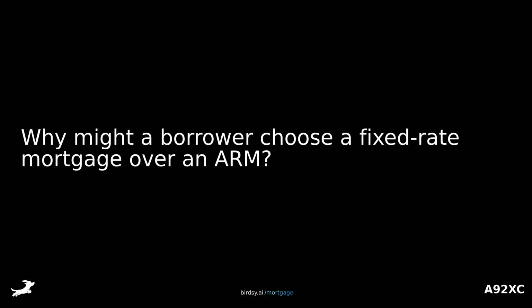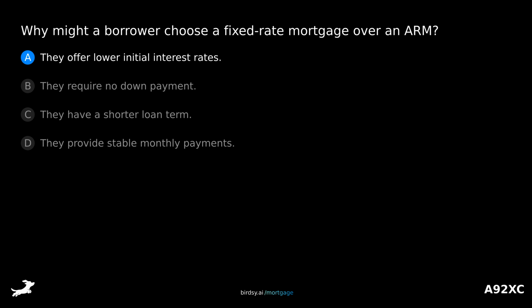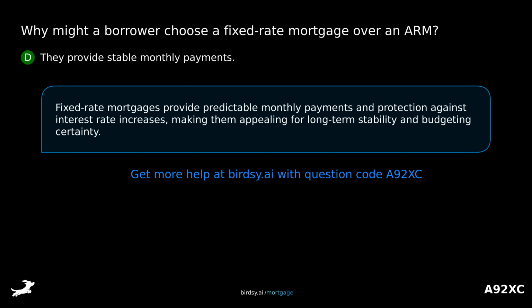Why might a borrower choose a fixed-rate mortgage over an ARM? Is it A, they offer lower initial interest rates? B, they require no down payment? C, they have a shorter loan term? Or D, they provide stable monthly payments? The answer is D. They provide stable monthly payments. Fixed-rate mortgages provide predictable monthly payments and protection against interest rate increases, making them appealing for long-term stability and budgeting certainty.